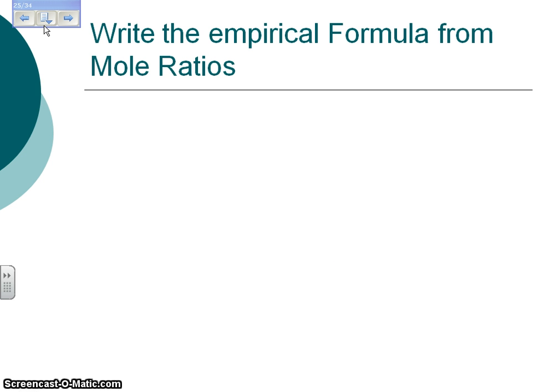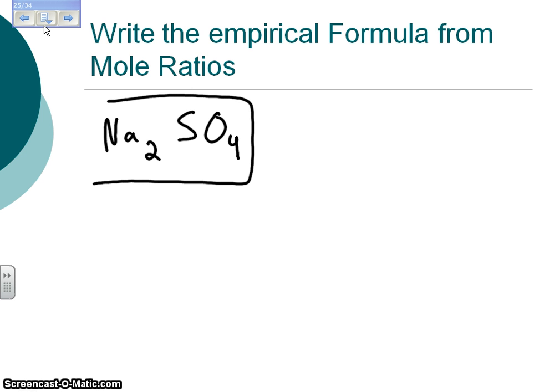So we now can write the empirical formula from our mole ratios. For sodium, we had 2. For sulfur, we had 1, and the 1 is assumed. And for oxygen, we had 4. So our empirical formula is Na2SO4. So the substance that was unknown that Dean Vasta found was just sodium sulfate.